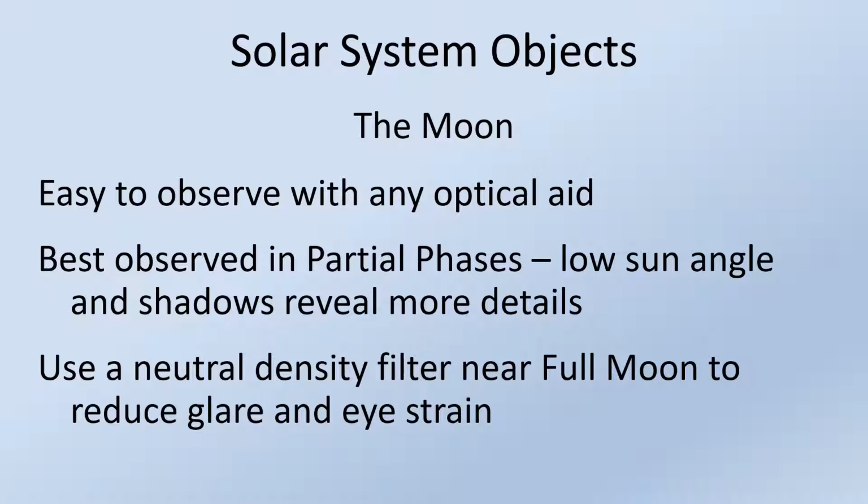The toughest part of the moon to look at is the full moon, because it's flat lighting. And if you want to look for the ray systems, that's great. But other than that, you're best to look on a partial phase.